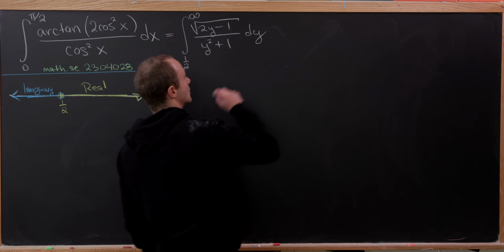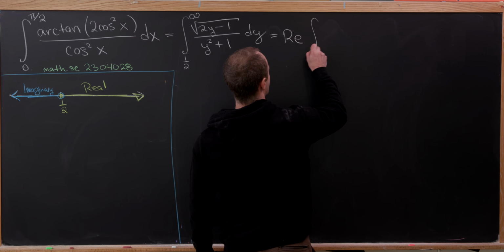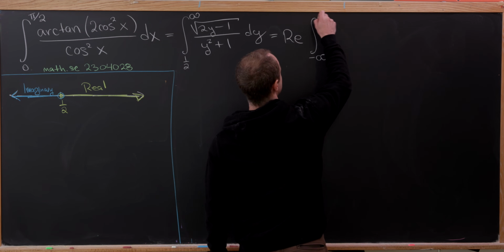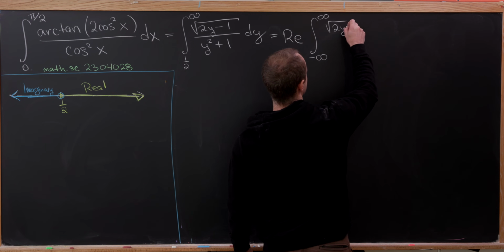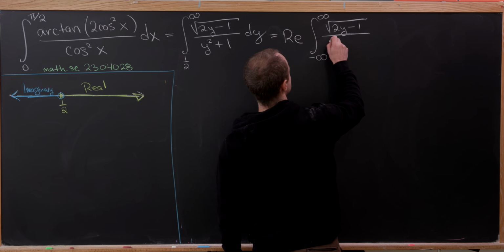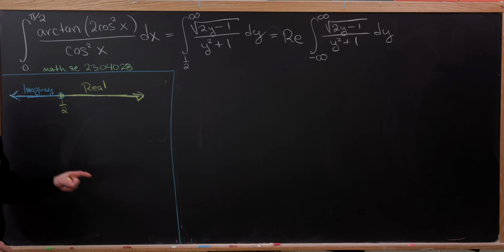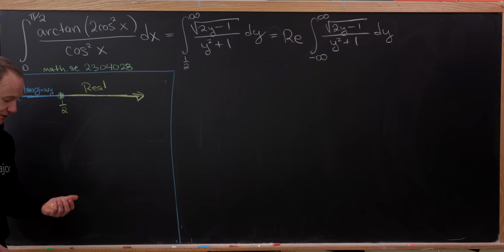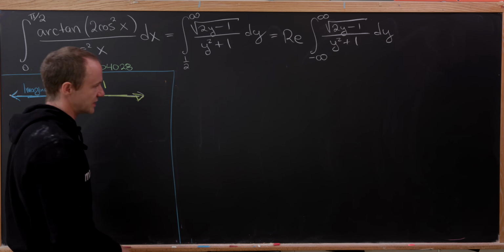Okay, so after all is said and done, this is going to be equal to the real part of the integral from negative infinity up to infinity of the same thing, root of 2y minus 1 over y squared plus 1 dy. But now we'd like to evaluate that using the complex analysis methods of contour integration.